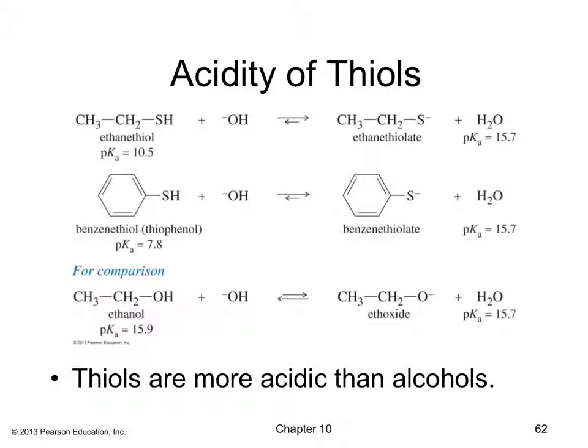Acidity of thiols. Here's ethanethiol. It has a pKa of 10.5, so it's pretty acidic. When you get to benzenethiol, its pKa drops sufficiently because of resonance stabilization. So again, you'll have reactions with hydroxide that favor the production of the ethanethiolate or benzenethiolate and formation of water.